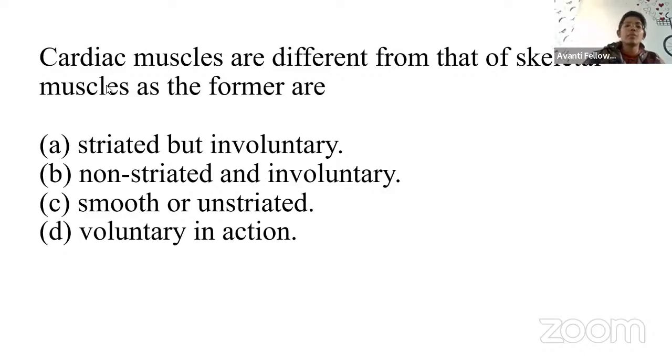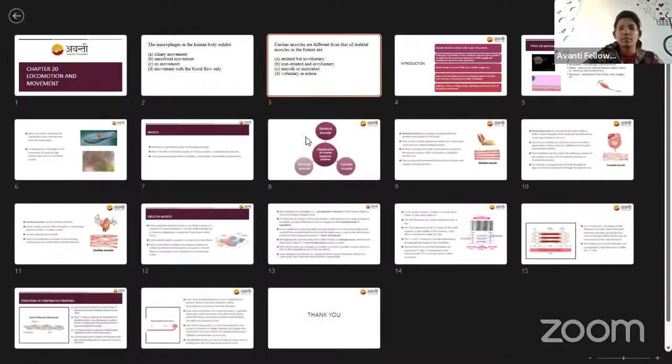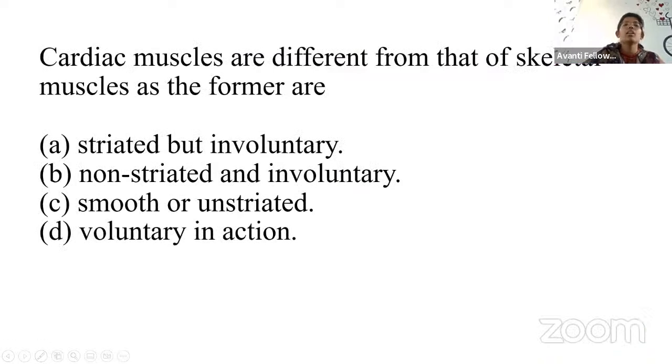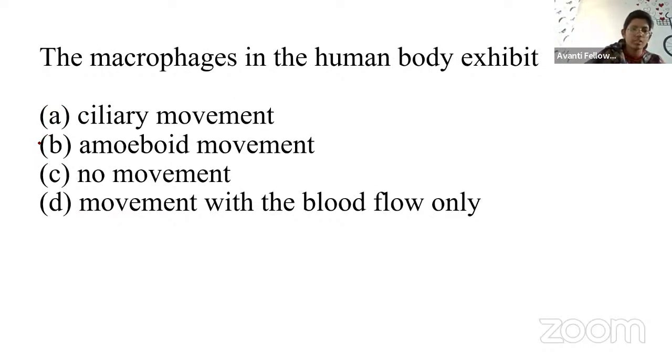That is why cardiac muscles are striated. The structure is striated and involuntary. Is it clear? Yes, let me answer for this also. This is an amoeboid movement.